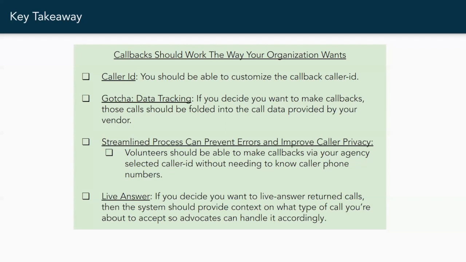If you have a lot of volunteers and every volunteer is able to see the phone number for every person who requested a callback, that's a lot of information that a lot of people are able to access. Your volunteers should be able to make return calls without needing to know the phone number of the person that requested the return call, and vice versa. The person who receives the return call doesn't need to know the volunteer's phone number. All they need to know is some sort of agency phone number, whatever you choose that to be.